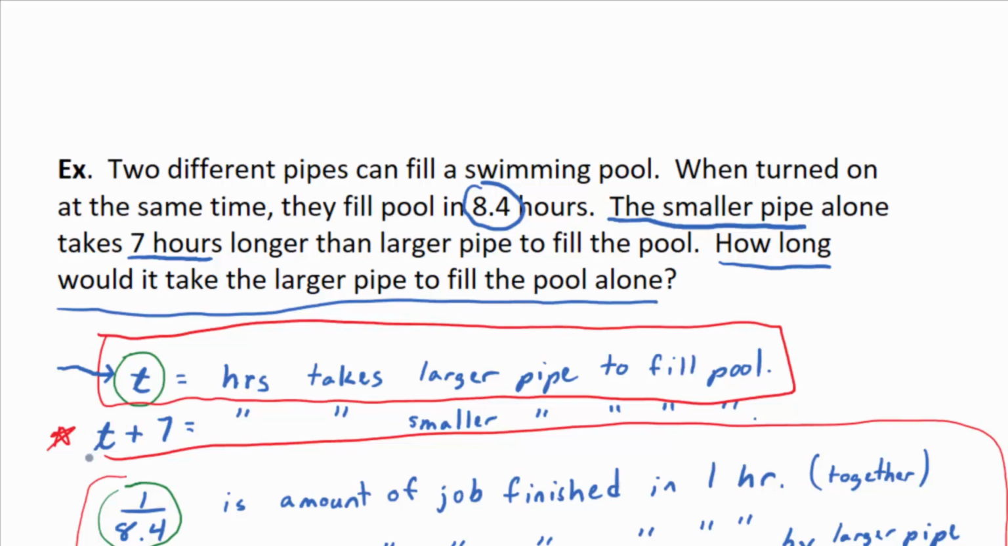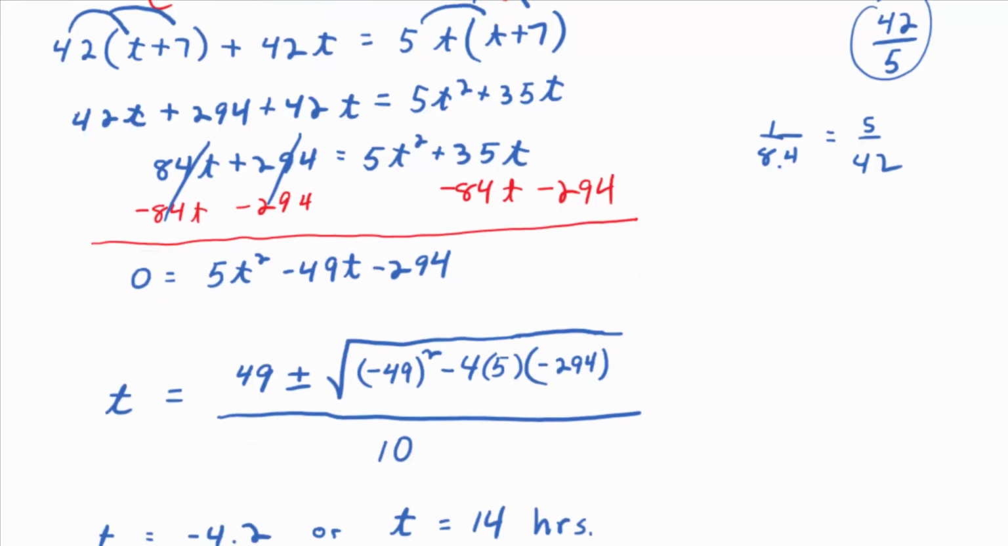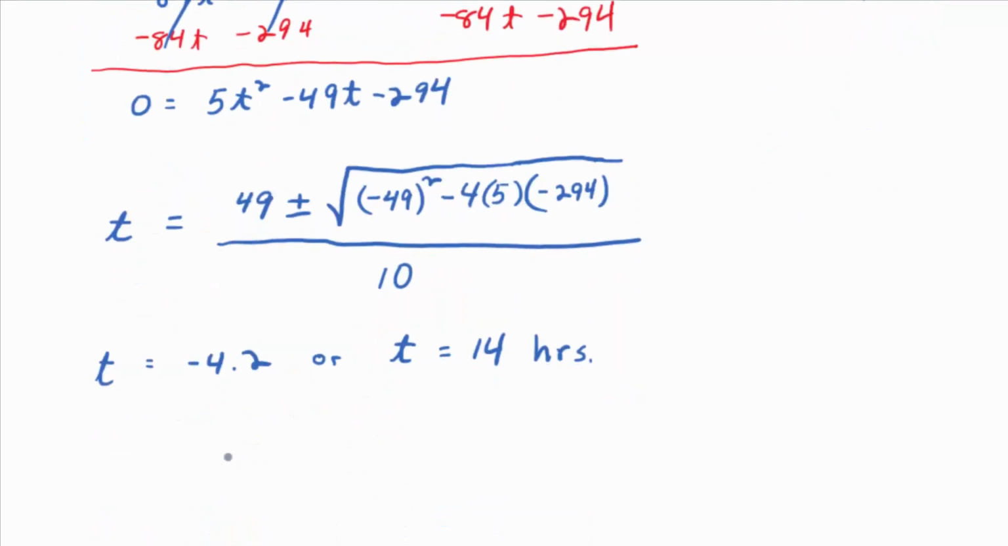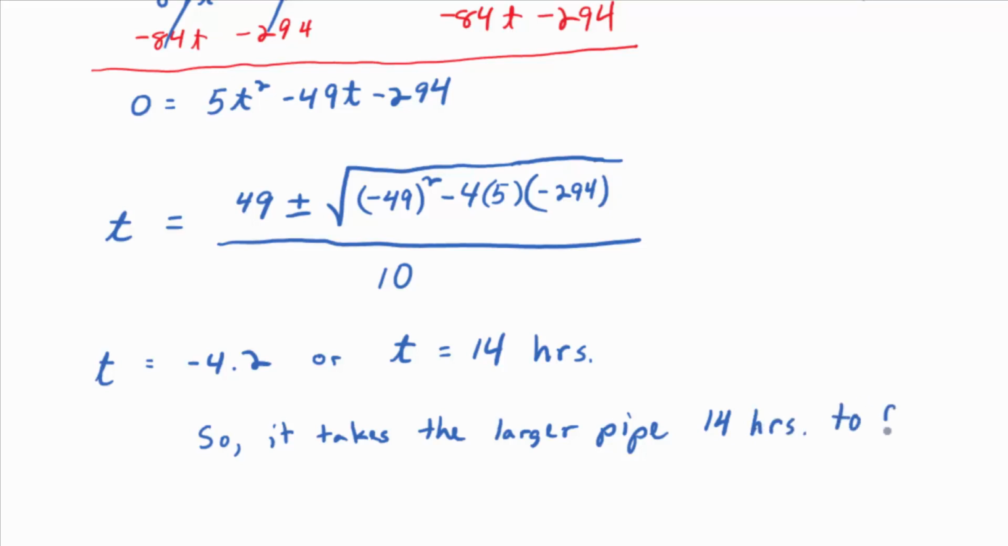What if we wanted to know the time it takes the smaller pipe? What would we do? Just add 7, right? It would take 21 hours. Okay. So to summarize, you could say, so it takes the larger pipe 14 hours to finish. To finish what? To finish filling the pool, but I'm just going to say to finish.